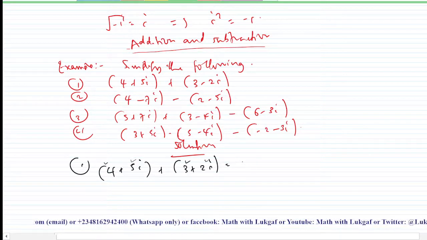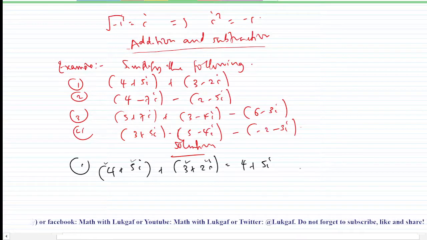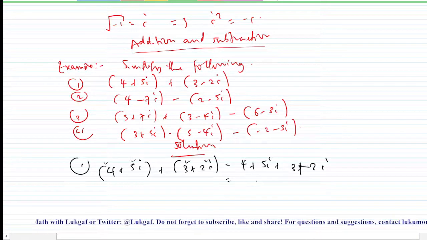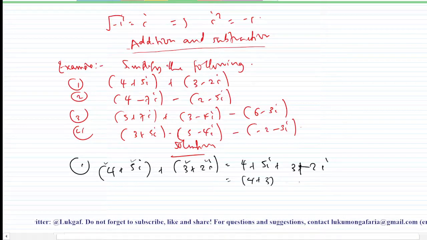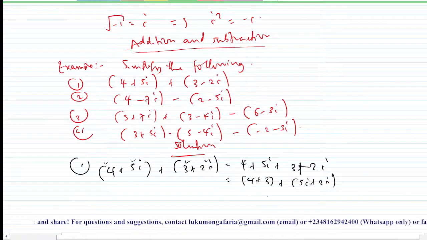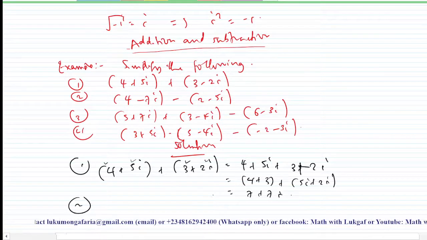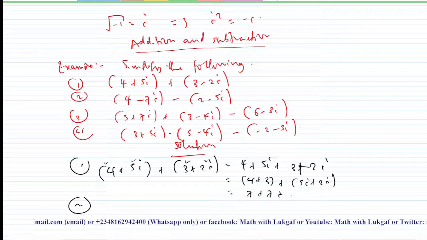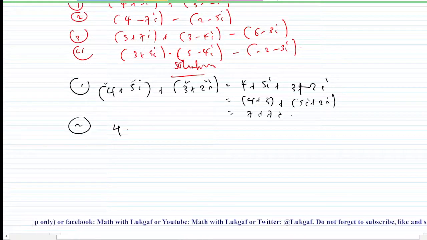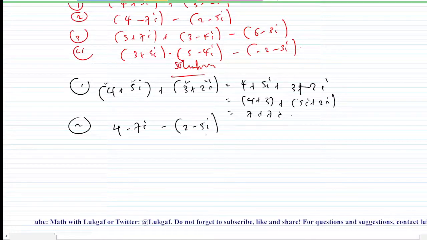Then if you open the bracket, I can have 4 plus 5i plus 3 minus 2i. After that, you are going to collect the like terms, the real with real, and don't forget, imaginary with imaginary. And this is going to give me 7 plus 3i. And that's that. You can see it is very simple, isn't it?